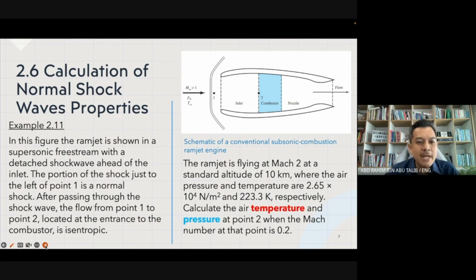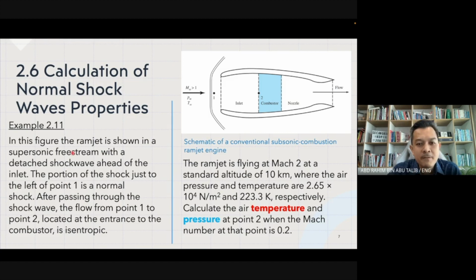Example 2.11 gives a figure of a ramjet, a schematic of a conventional subsonic combustion ramjet engine. I hope you have already gone through your propulsion subject. If you haven't taken the subject yet, there are different types of engines: the gas turbine engine, the normal jet engine, the ramjet, and the scramjet engine, which travels at a very high speed.